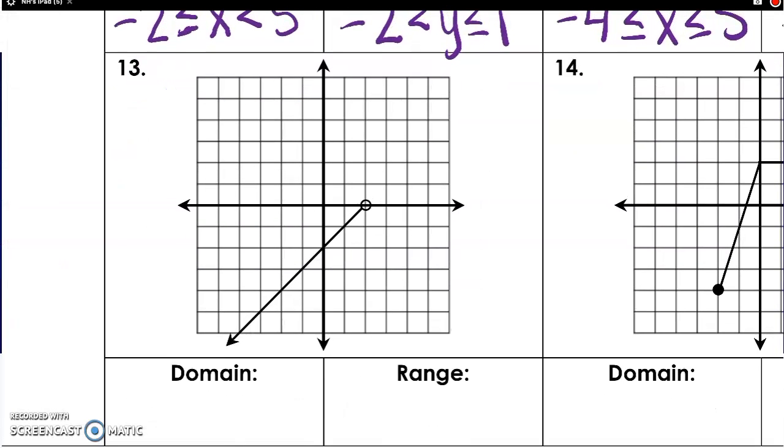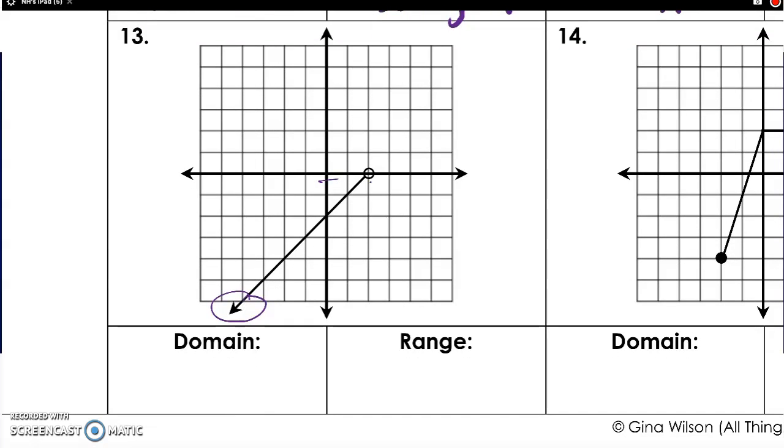For 13, we're going as far as we can left, but we stop at right 2. So x would be less than 2. Since it's an open circle, it needs to have just a less than sign. The range, our arrow's going down, but we start at 0. So y needs to be less than 0.